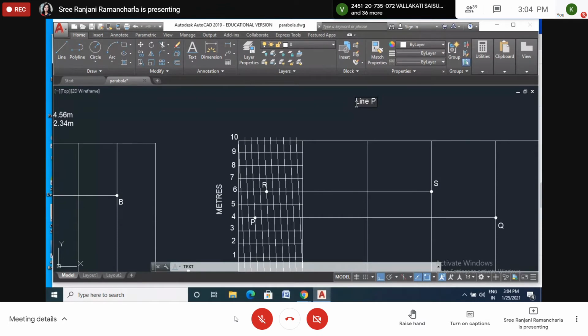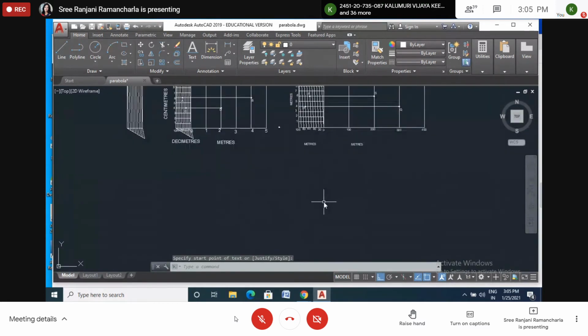Yes. Now here I will write line PQ equals how much? Line PQ is equal to how much? 374 meters. And the line RS equals 256 meters. Is it clear, all of you? Any doubts in these two problems?